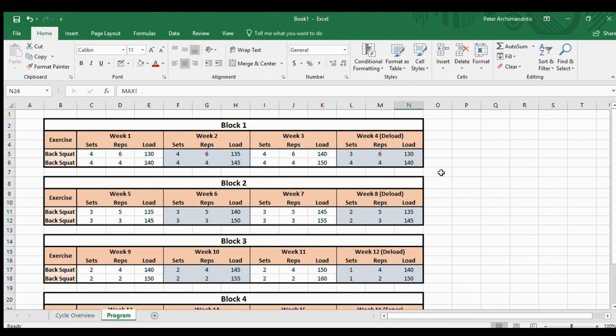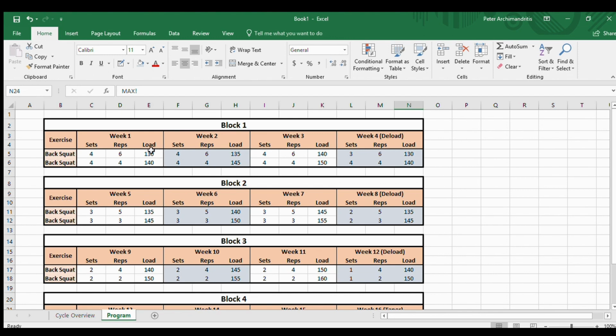So we're undulating that stimulus. And all we're going to do is basically go 4 sets of 6 for the first 3 weeks, attempting to overload that slightly week to week. So I picked arbitrary numbers here, maybe for a somewhat intermediate lifter or athlete.